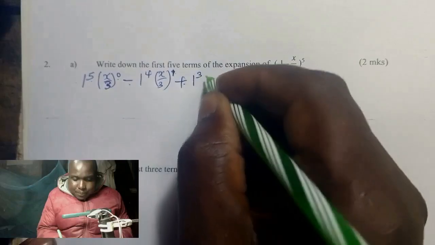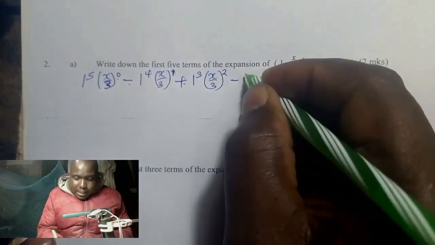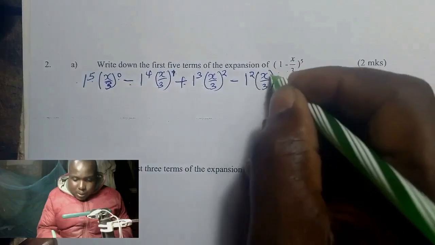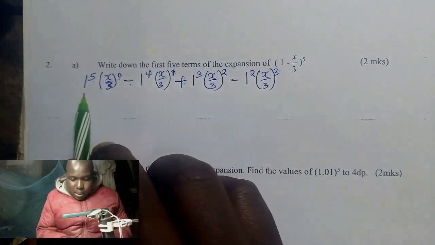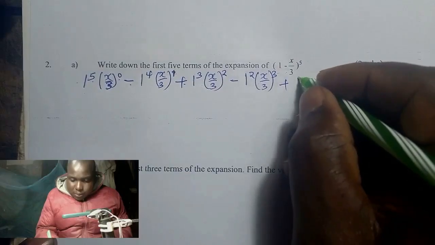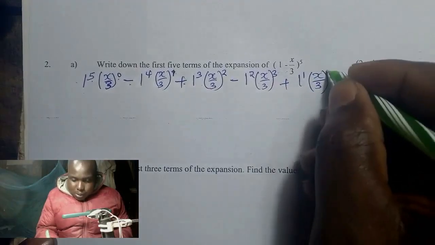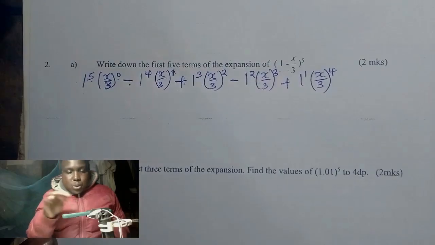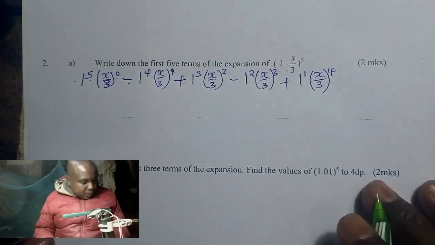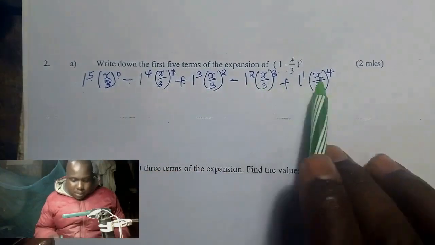Then plus, then minus. 1 raised to power 3 times x over 3 raised to power 2, minus 1 raised to power 2 times x over 3 raised to power 3, up to the first 5. 1, 2, 3, 4, the last one is x over 3 raised to power 4. These are the first 5. We need to follow instructions as we were asked to: write down the first 5 terms, 1, 2, 3, 4, 5.